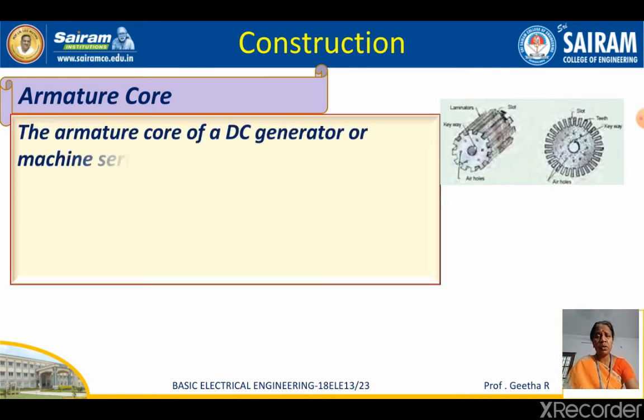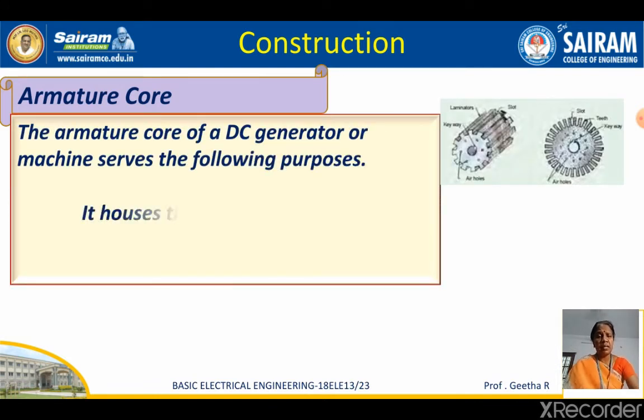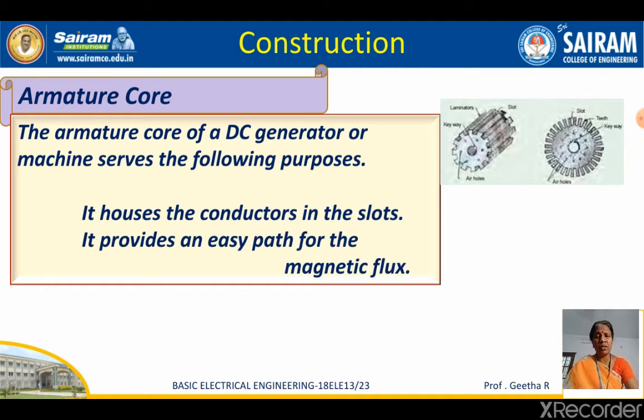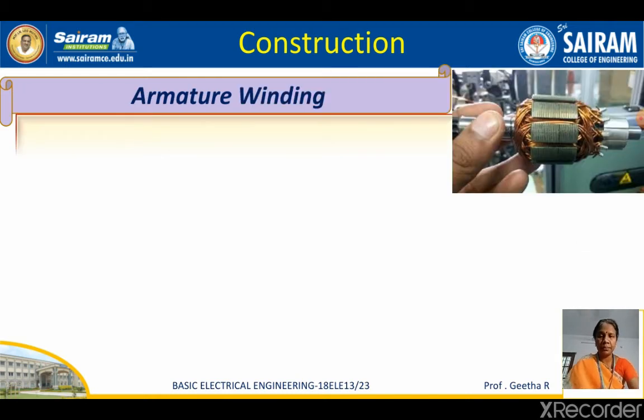The armature core of a DC generator serves the following purpose. Here also it is shown, the armature core. The armature core is shown here. It houses the conductors in the slots. It provides an easy path for the magnetic flux. These are the two main purposes of the armature core.